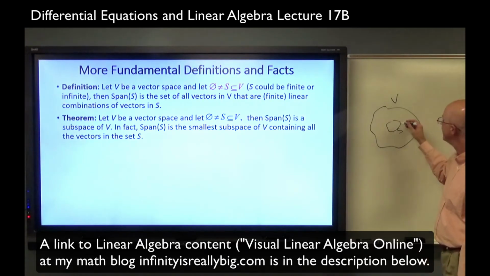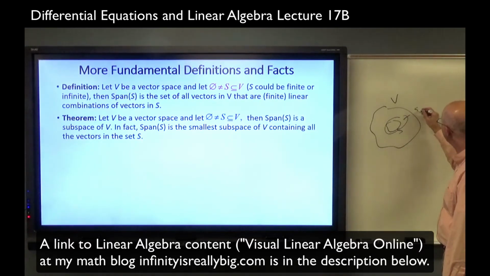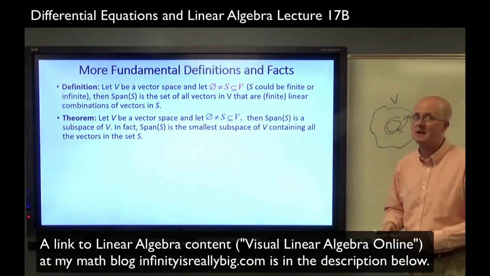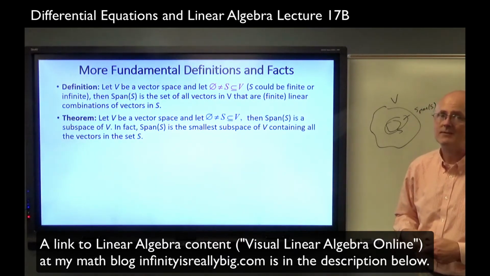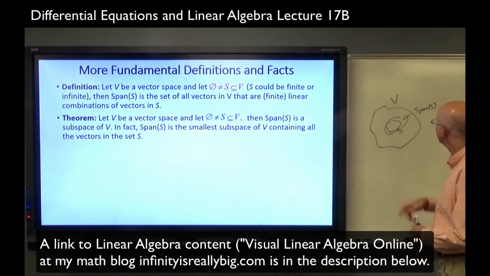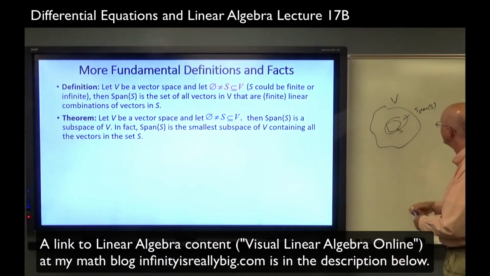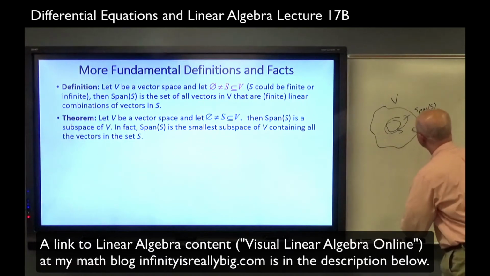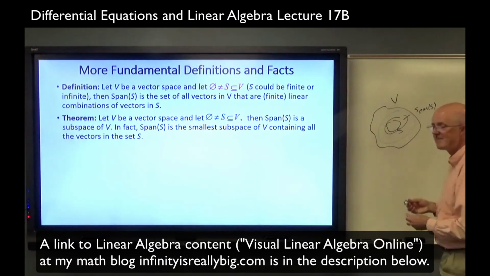Whatever subspace of V contains S, the smallest such subspace will be the span of S. In other words, if you had some other subspace of V that contained everything in S, the span of S would be a subset of that bigger subspace.